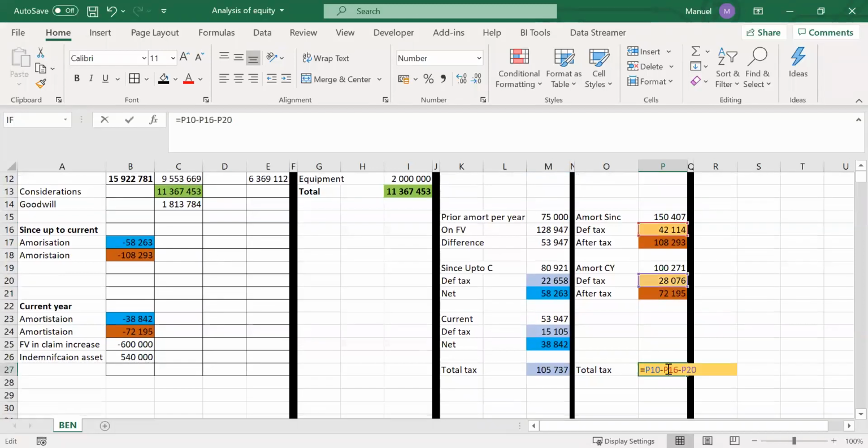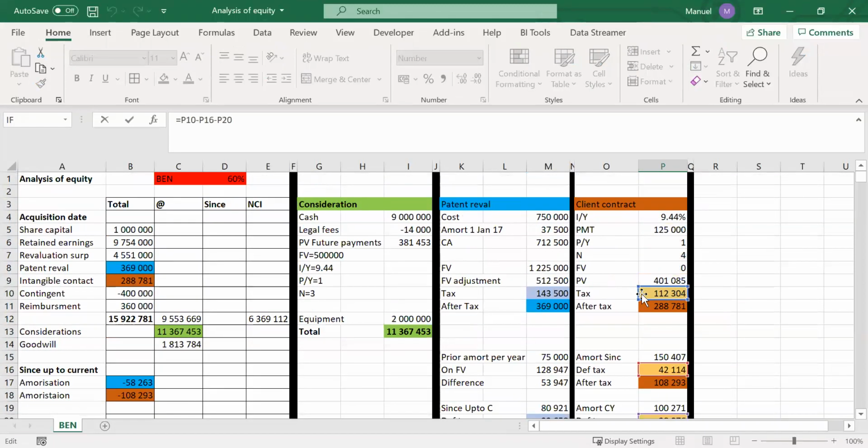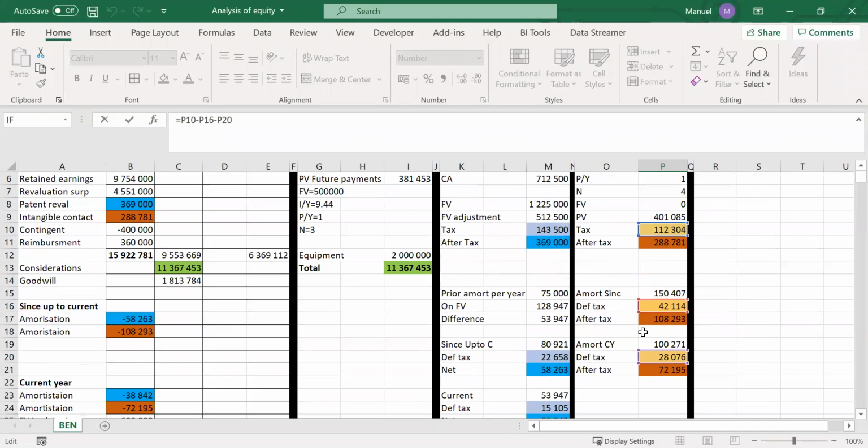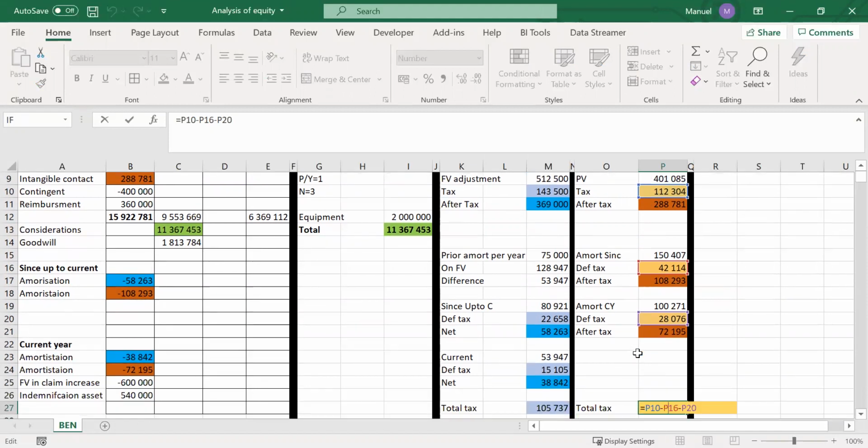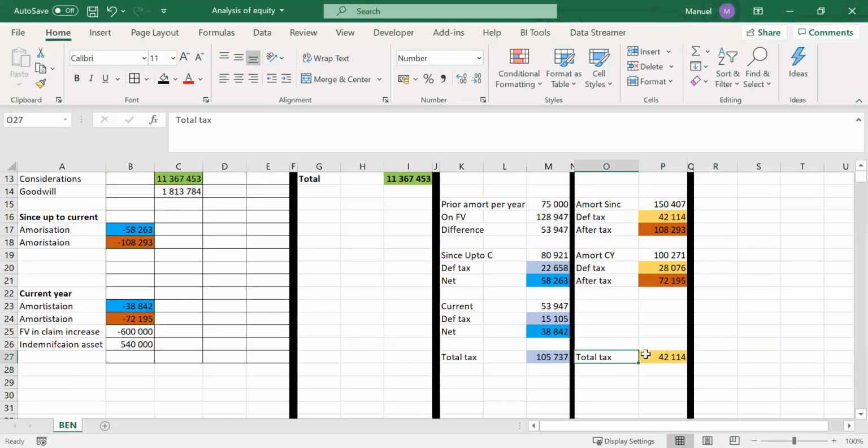So again, the total tax, we would then have a deferred tax liability that we would have raised at the acquisition date of 1,112. And as you amortize this intangible asset, the deferred tax unwinds. So you'll then minus the 42 for the amortization for the first year and a half, and then from the 1st of January 2019 onwards, or the 1st of July 2018, there's going to be another year. So our net or total tax position at the end of the year will then be the 42,114.